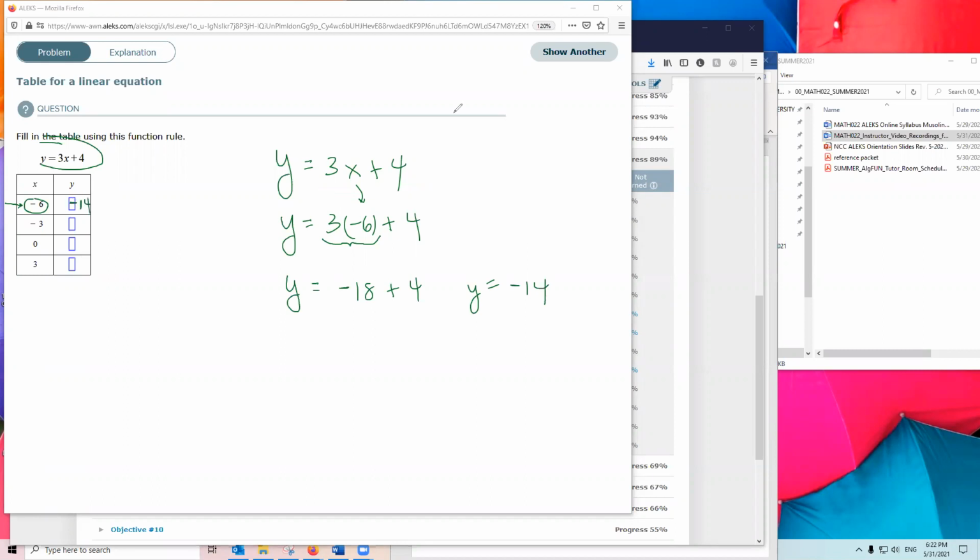Let me do another example. How about when X is 0? I'll go back to the same equation, but now I'm going to replace X with the number 0. 3 times 0 is just 0, and 0 plus 4 is 4. So the answer here is going to be a 4. All they're asking you to do in this example is take each X value that they give you, substitute that X value in the equation, figure out the corresponding Y value, and put that number in this second column.